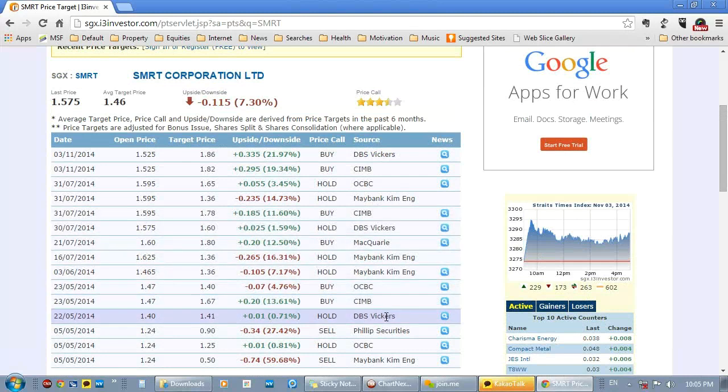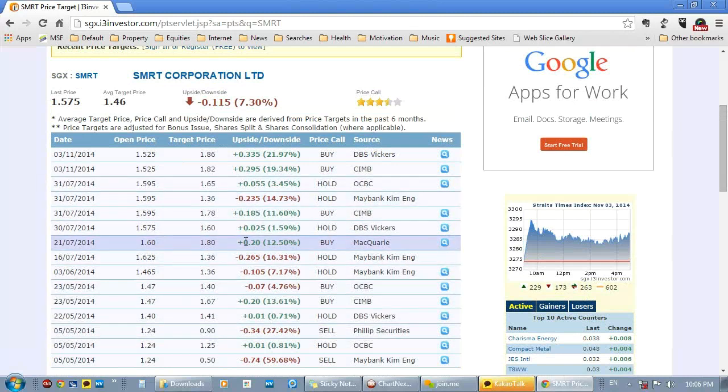Okay, hold at 140, it asks you to hold. Okay, at 157, it asks you to hold. When you hit 152, and it asks you to buy. Okay, this should change lah. Okay, Philips Securities is still a sell. I think the price target has changed.